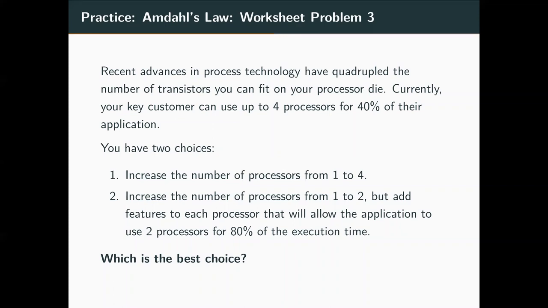Or second option is we can increase the number of processors from one to two, but we're going to make the cores bigger with more features, and those new features will allow the application to use two processors for 80% of the execution time. And the task is to figure out which one is the best choice.